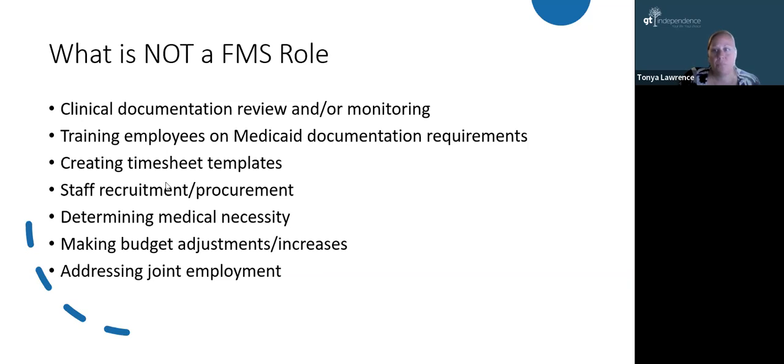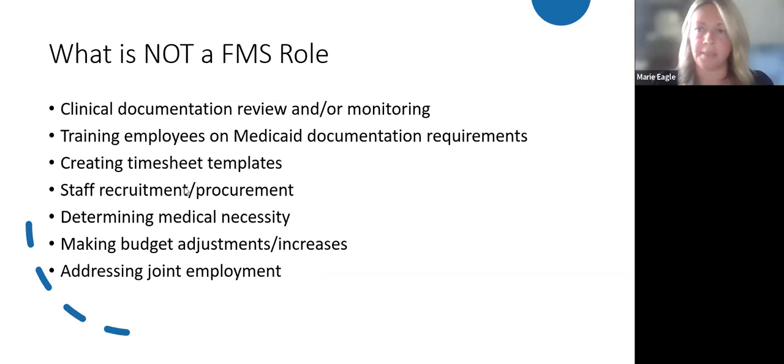Excellent, thank you. So again, determining medical necessity, that is the role of the community mental health within the planning team, not the FMS provider. Making any budget adjustments or increases, not the FMS, and addressing joint employment concerns. So just to clarify, these are not the role of the FMS. We want to work towards ensuring that these are not things that are being asked for the FMS to complete.